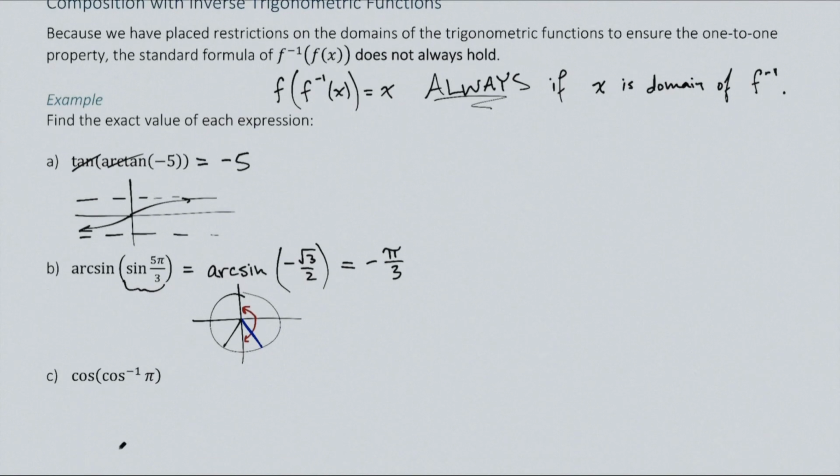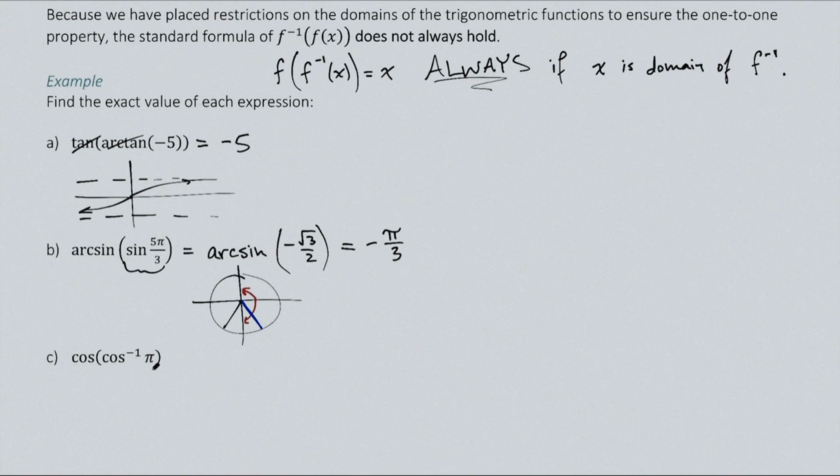Finally, here we've got cosine of the cosine inverse of pi. This looks like f of f inverse. Now, this is always equal to x, as long as x is in the domain of f inverse. So we look at this and say I have cosine inverse of pi. Well, cosine inverse has a domain of -1 to 1. Pi is outside of that, which means there's nothing we can do because this right here is undefined, which means the whole thing is undefined, or does not exist.